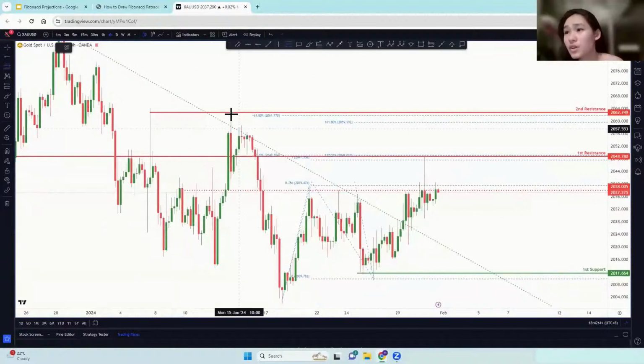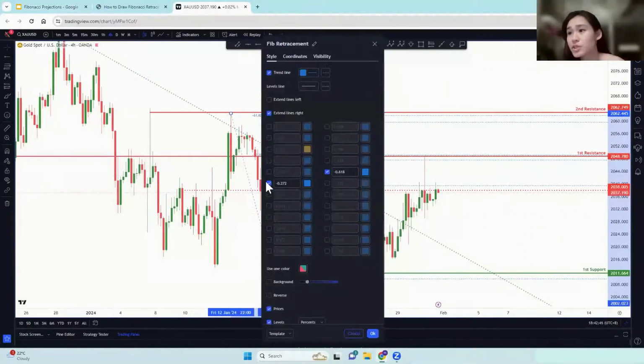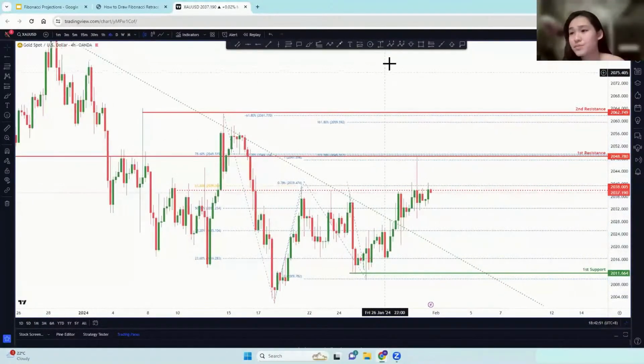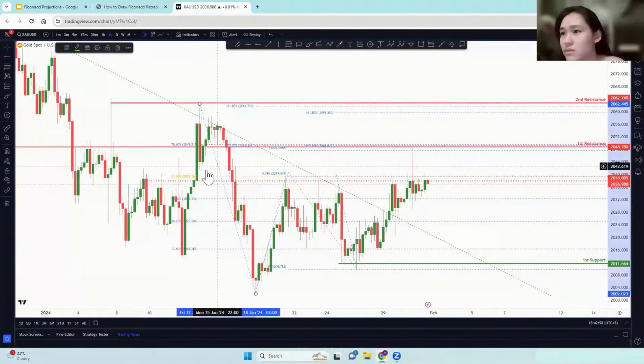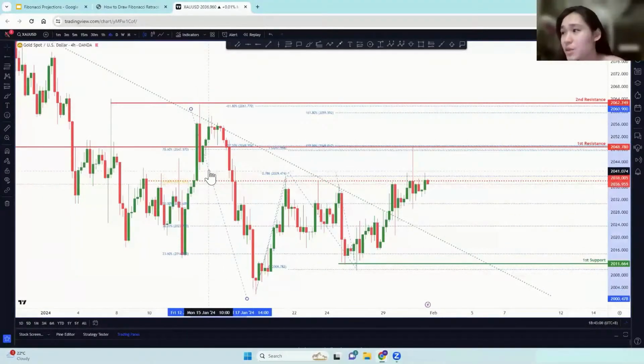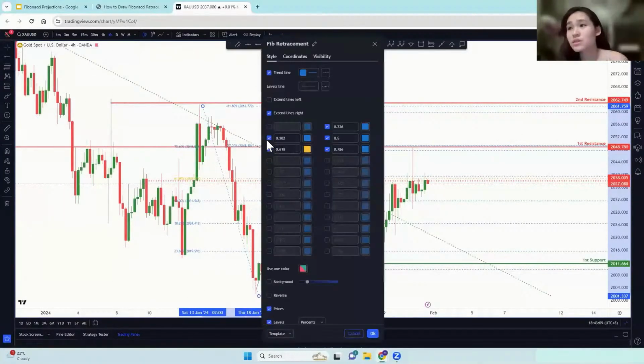Okay, I'm going to look for a retracement from here to here. For retracement, we look at the mid-range levels. So we can see the 61.8 lines up with the intermediate level, and the 78.6 lines up with my first resistance. So I'm just going to keep those two levels.